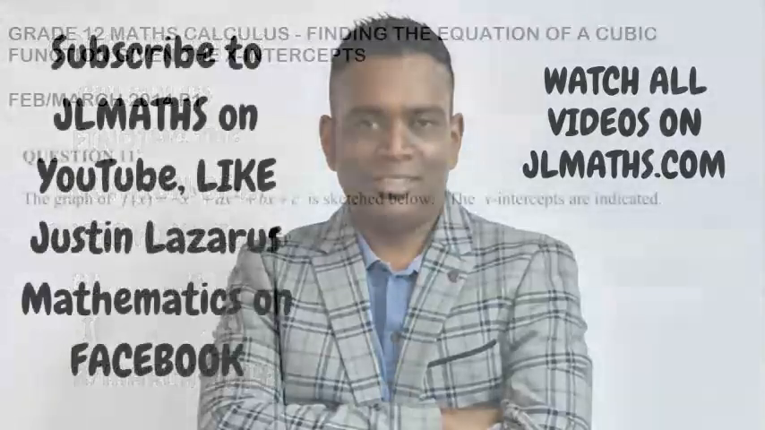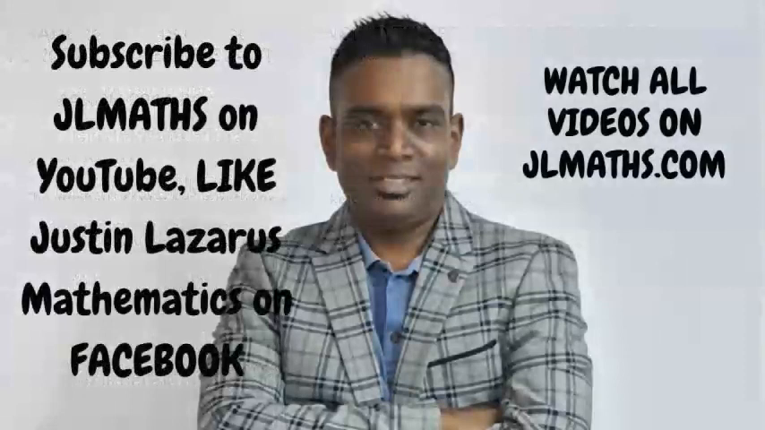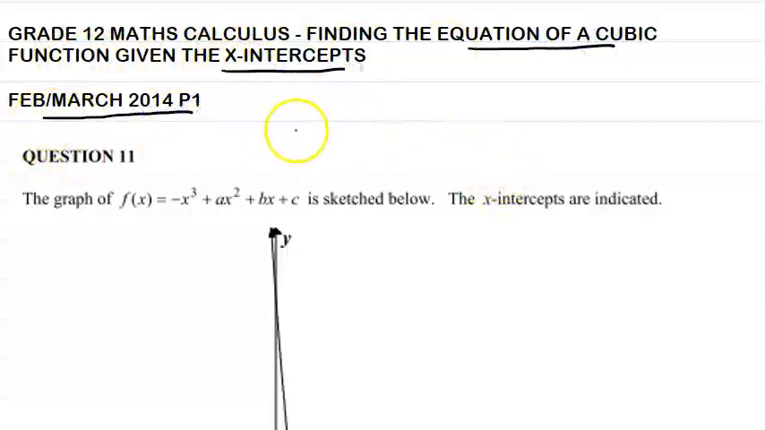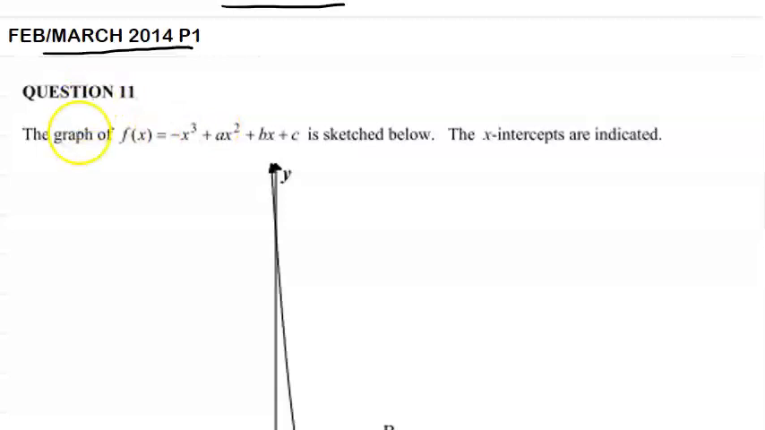And in today's video lesson, we're going to be looking at grade 12 maths calculus, finding the equation of a cubic function given the x-intercepts. And the question that we're going to be looking at appeared in the February-March 2014 paper 1, and it reads as follows. Question 11. The graph of f of x equals minus x cubed plus ax squared plus bx plus c is sketched below. The x-intercepts are indicated.